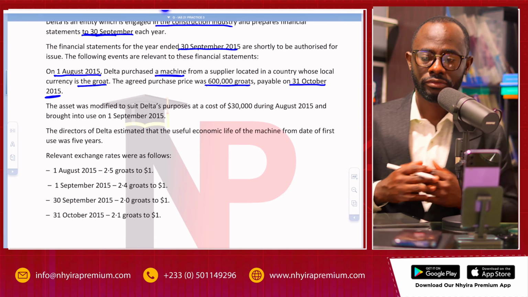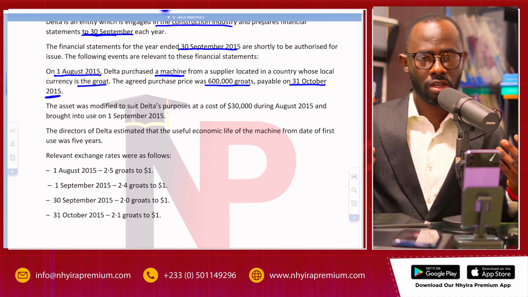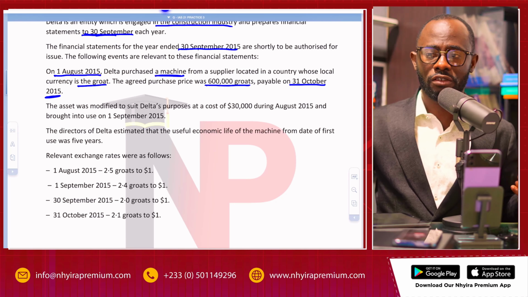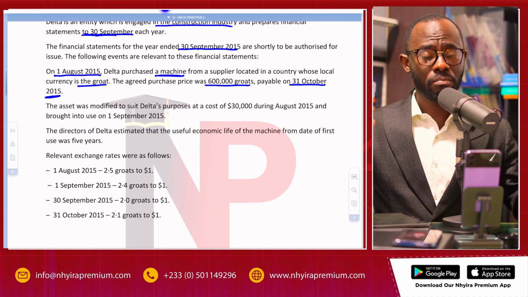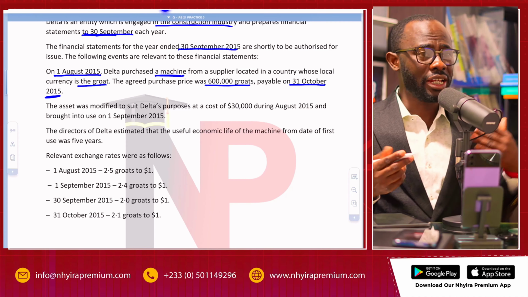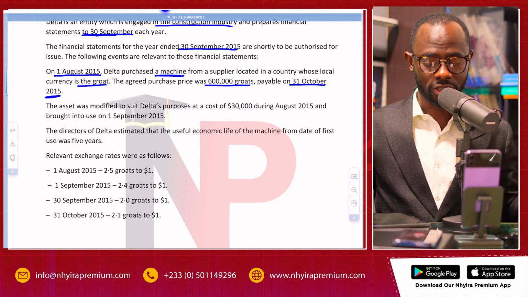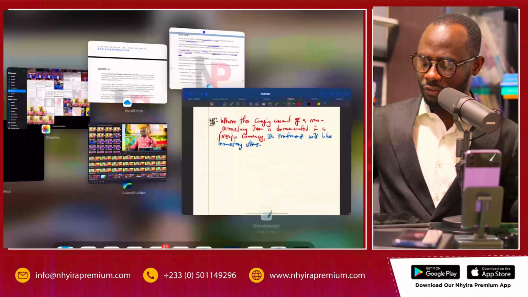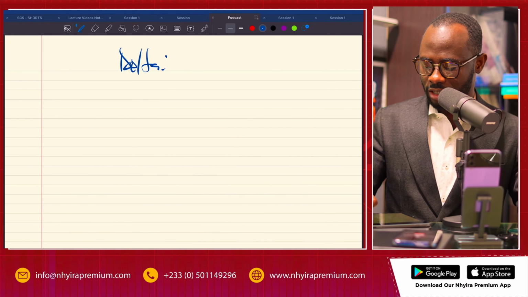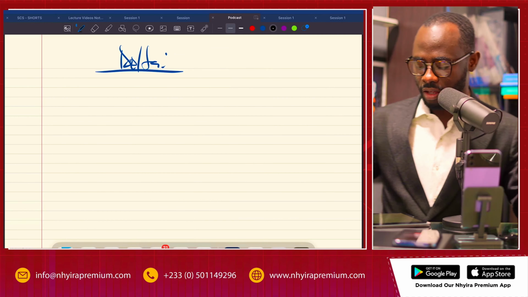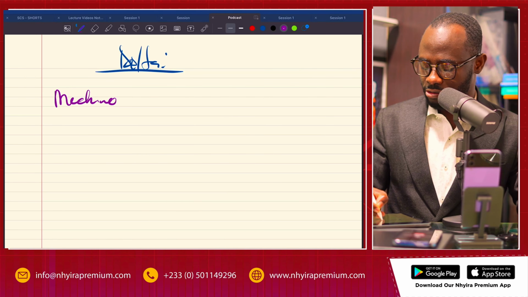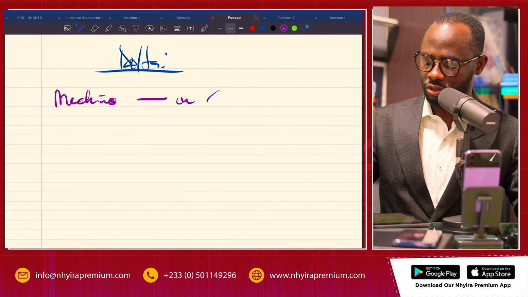All right. So what's going on here? We bought a machine from a supplier, but we're going to pay it sometime in the future. So it means this is credit purchases. Okay? But we are not buying goods. We are buying a machine, a property, plant, and equipment. So before you get excited, let's just put some pointers down. So Delta. Machine was purchased, payable in the future, so it's on credit.